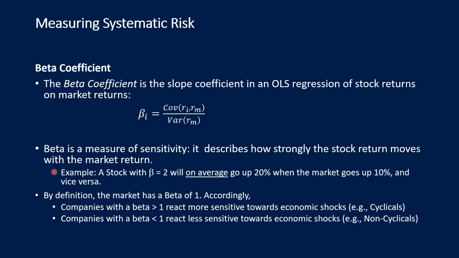Let us make an example. A stock with a beta of 2 will on average go up 20% if the market goes up 10%, and vice versa. By definition, the market has a beta of 1. Accordingly, companies with a beta larger than 1 react more sensitively towards economic shocks, like cyclicals, and companies with a beta lower than 1 react less sensitively towards economic shocks, like non-cyclicals.